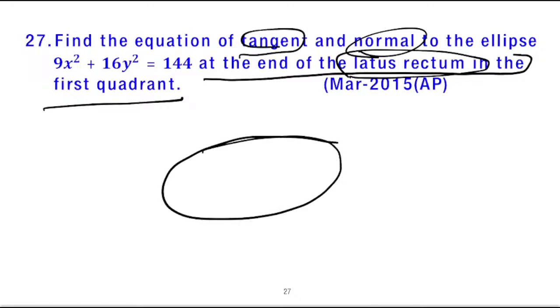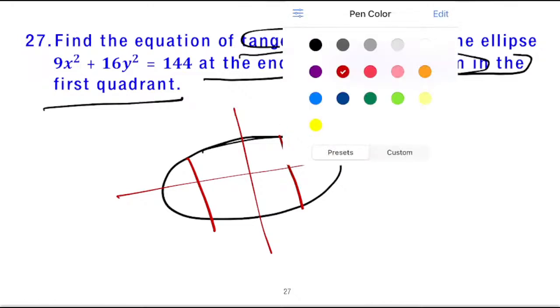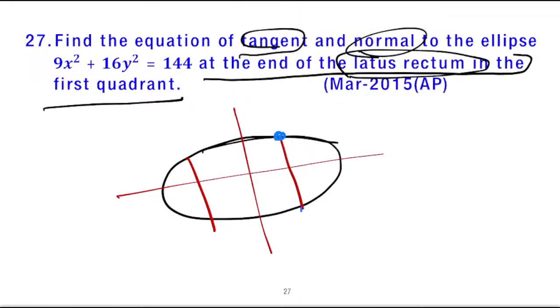This is the ellipse. These are the ends of the latus rectum. L, L dash, L1, L1 dash. These are the ends of the latus rectum which we have. So the general formula for the ends of the latus rectum is (ae, b square by a). Have you got it? (ae, b square by a).